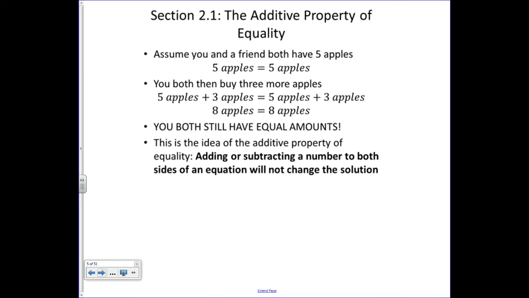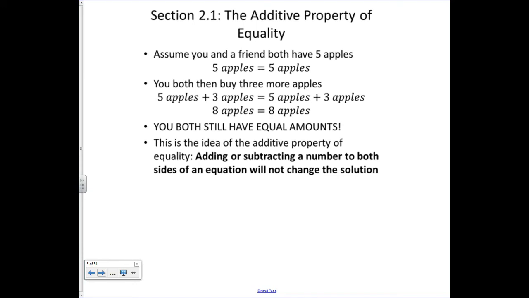Right, so imagine that you and a friend both start off with 5 apples. You then both go to the store and you buy 3 more apples. So you've each added 3 apples to your total. Well, now you both still have 8 apples. Right? You both still have equal amounts because you've added the same amount to an equal amount that you started with. So you both started with 5. You both added 3 to both sides. And you both ended up with 8.